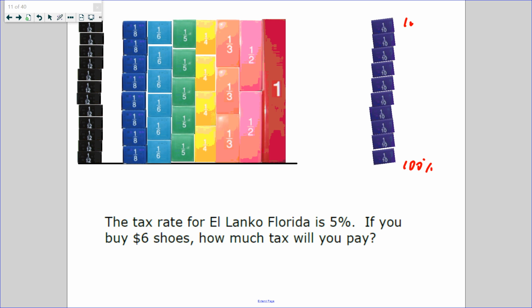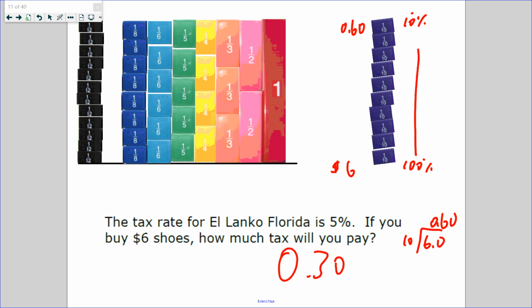So this says 10%. 1/10 is 10%. And a shoe costs $6. So how can I break up the $6 into 10 parts? What is $6 divided by 10? It is 60 cents. So every 10% is 60 cents. So what's the relationship between 5% and 10%? Divided by 2, so it would be 30 cents.